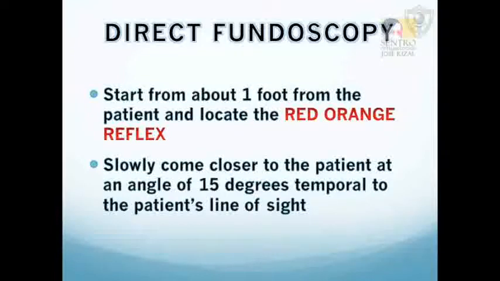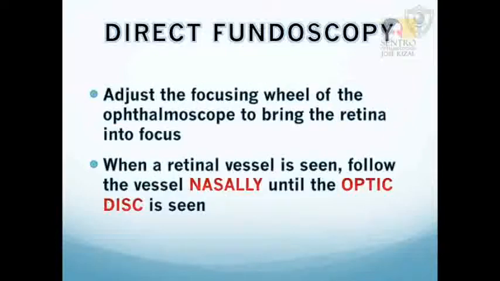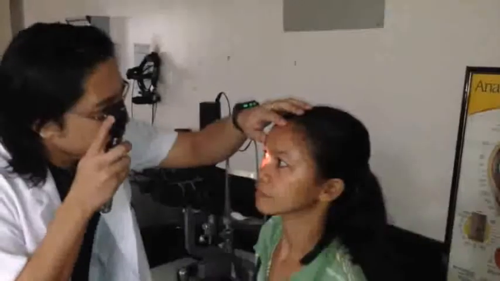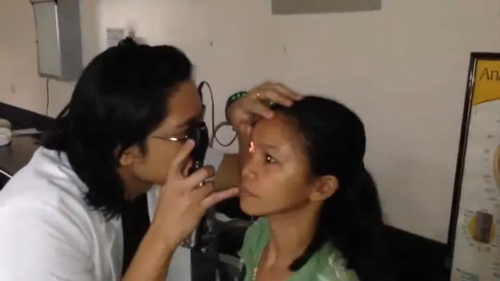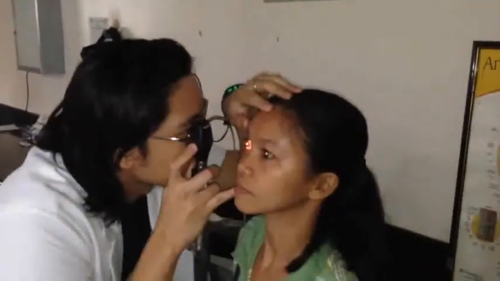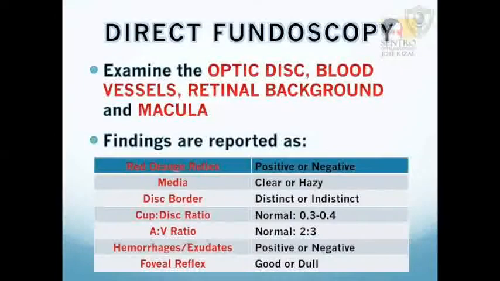Start from about 1 foot away from the patient and locate the red-orange reflex. Slowly come closer to the patient at an angle of 15 degrees temporal to the patient's line of sight. Adjust the focusing wheel of the ophthalmoscope to bring the retina into focus. When a retinal vessel is seen, follow the vessel nasally until the optic disc is seen. Examine the optic disc, blood vessels, retinal background, and the macula.